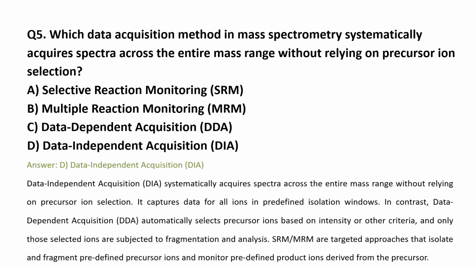So the answer is data independent acquisition. Data independent acquisition systematically acquires spectra across the entire mass range without relying on precursor ion selection. It captures data for all ions in predefined isolation windows. In contrast, data dependent acquisition automatically selects precursor ions based on intensity or other criteria, and only those selected ions are subjected to fragmentation and analysis. SRM and MRM are targeted approaches that isolate and fragment predefined precursor ions and monitor predefined product ions derived from the precursor.